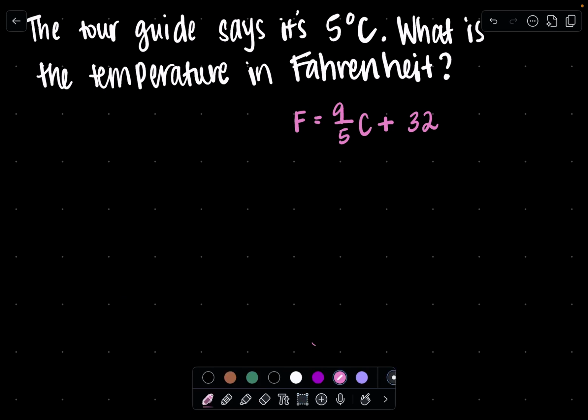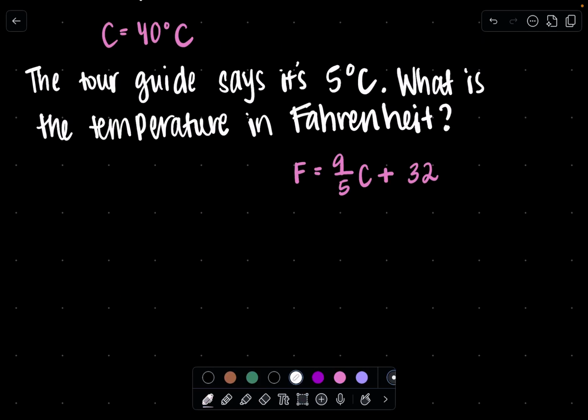Okay, so we're given that it's 5 degrees Celsius. So in place of C, I'm going to put 5. And I know I'm going to be multiplying that by 9/5, and then adding 32 to whatever that total is. When I multiply 9/5 times 5, I get 9. Now I have 9 plus 32, which is 41 degrees.